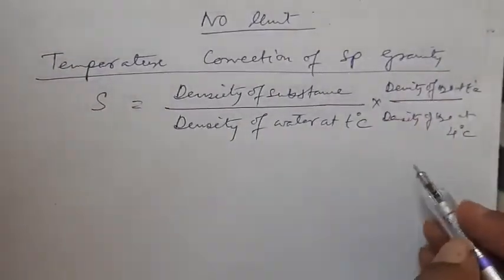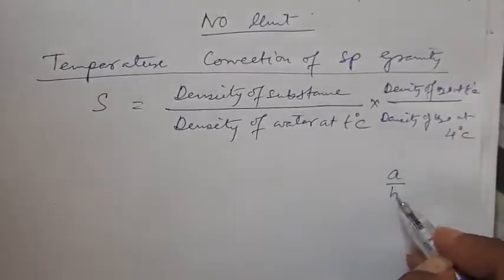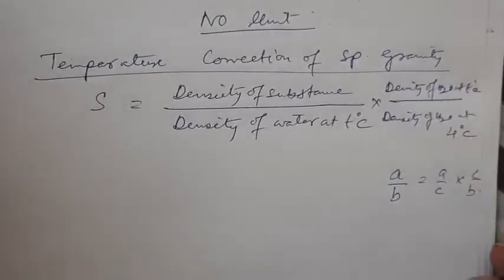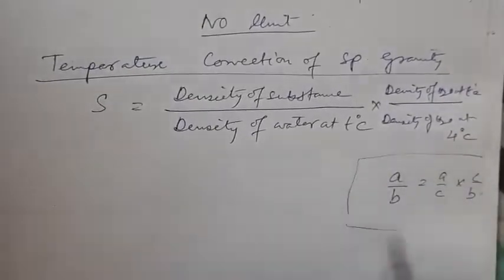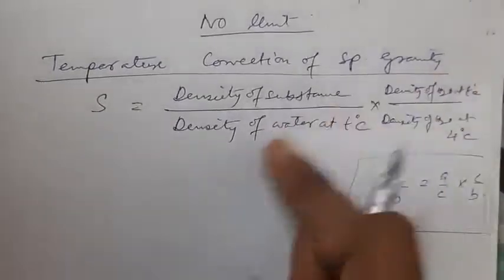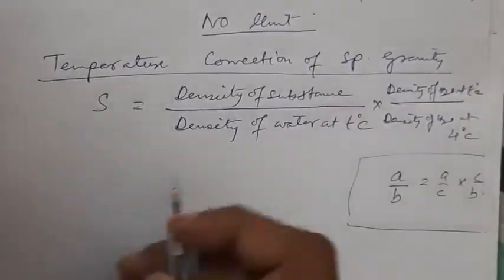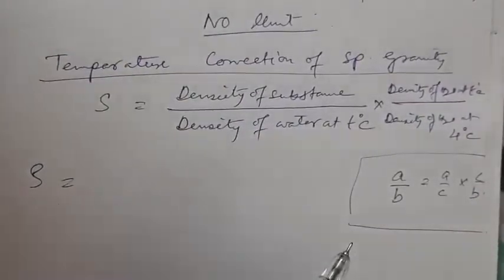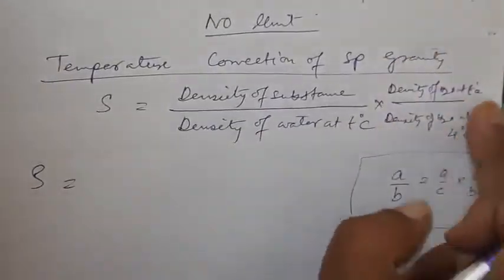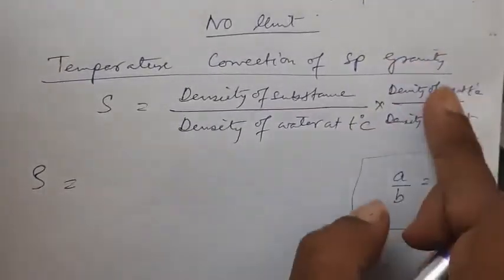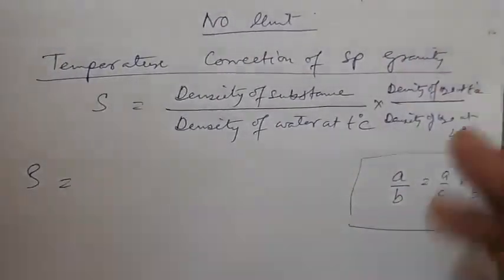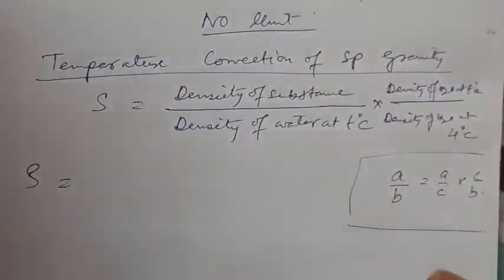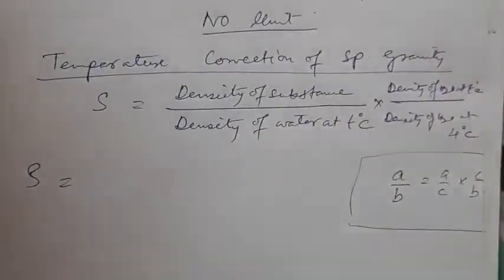Now this is somewhat of a mathematical calculation. Like this we can write A by B is equal to A by C into C by B, multiplying C in the numerator and denominator. This is the type of calculation done here. Density of water at T degree centigrade has been multiplied in the numerator and denominator. Now it is very easy to find this one, density of substance by density of water at T degree centigrade. And this is the specific gravity of water. Now density of water at T degree centigrade, 20 degrees, 40 degrees, by density of water at 4 degrees centigrade means this is by definition the specific gravity of water at T degree centigrade.